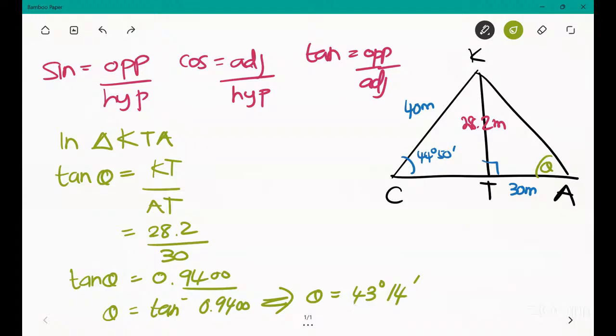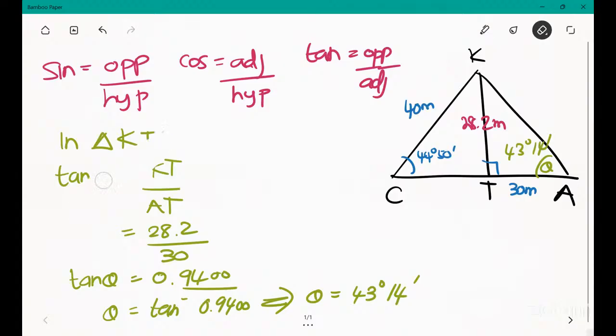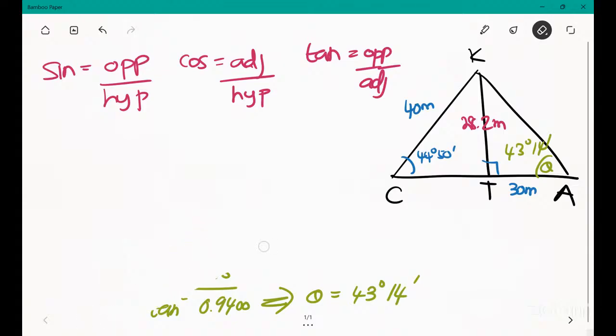And then the last question that they're telling us is, using the angle, with reason, state which of the two, Chamara or Amal, is standing closer to the tree. So this is 43 degrees 14 minutes. This is a little bit of common sense. They're asking us with reason to tell us who is standing closer to the tree. Correct.